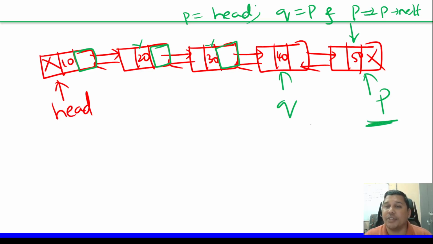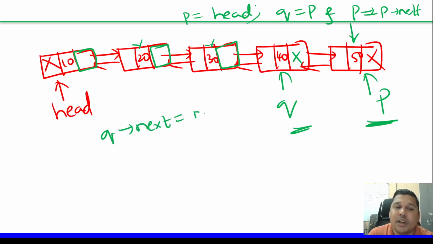Once you reach the end of the list, what operations do I have to do? I have to make this null first. So, what is this element Q? Q's next will be null. Okay, this has been made null. So, this link is broken.